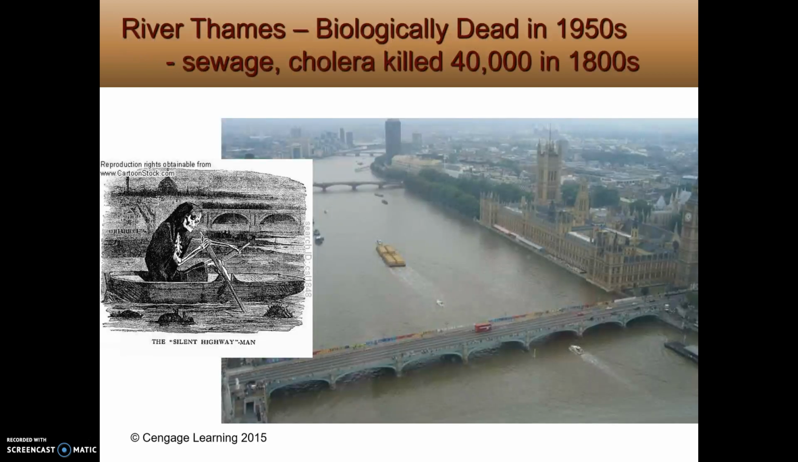Another major river that flows now through London, the River Thames, was considered biologically dead in the 1950s. It was essentially an open sewer for London. Now remember, London was the first city to reach 1 million people, and that occurred back around 1800. And so where were they going with all that sewage? They were just dumping it right in the river. And throughout the 1800s, tens of thousands of people died for a variety of different reasons. Cholera in particular, which is a waterborne disease and is highly, highly contagious. The River Thames was a sewer, and since then has been cleaned up.